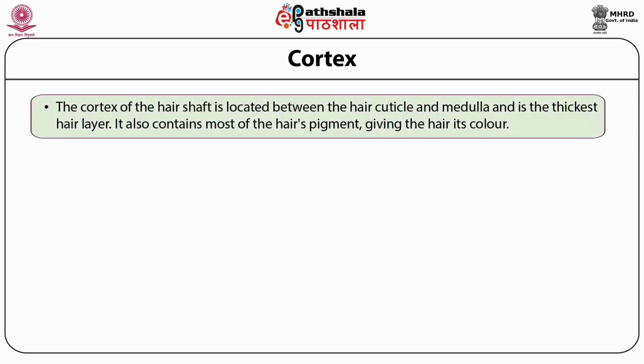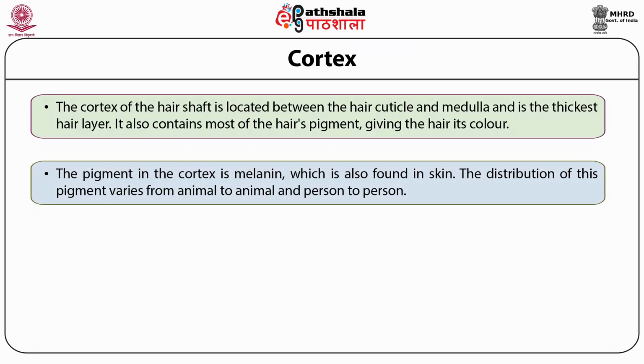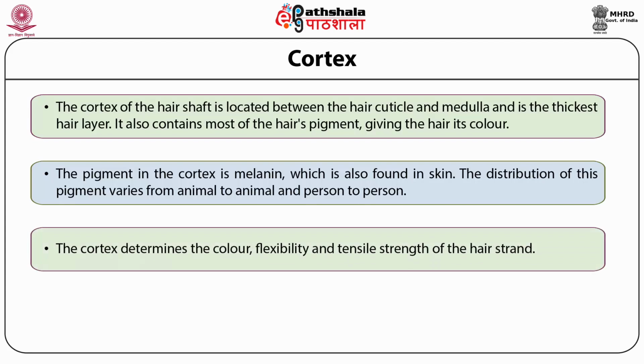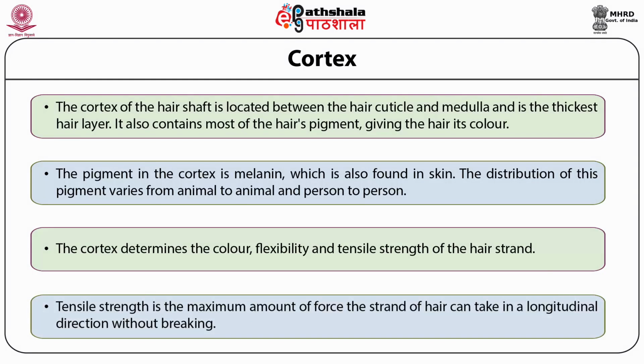Cortex. The cortex of the hair shaft is located between the hair cuticle and medulla and is the thickest hair layer. It also contains most of the hair's pigment, giving the hair its color. The pigment in the cortex is melanin, which is also found in skin. The distribution of this pigment varies from animal to animal and person to person. The cortex determines the color, flexibility, and tensile strength of a hair strand. Tensile strength is the maximum amount of force the strand of hair can take in the longitudinal direction without breaking.